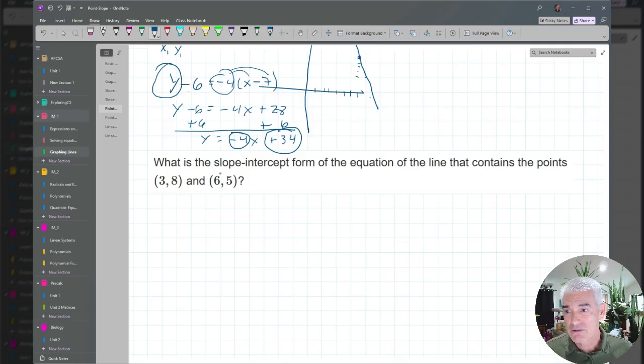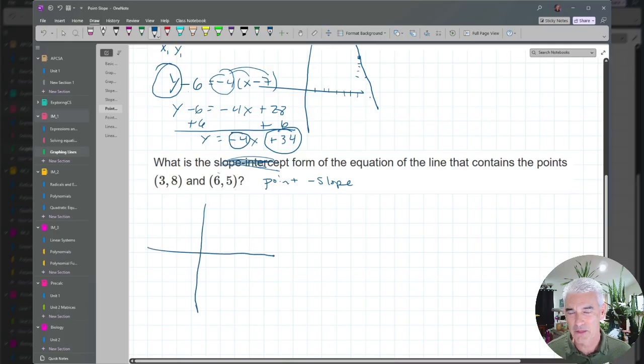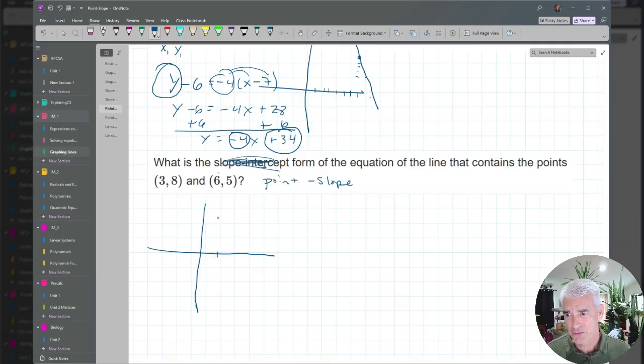What is the point-slope form for the equation of a line that goes through these two points? I'm going to draw this out. By the way, these points might look familiar to you. (3, 8) is right about here, and (6, 5) is right around here. And we've got this line here. It looks like it's got a negative slope.